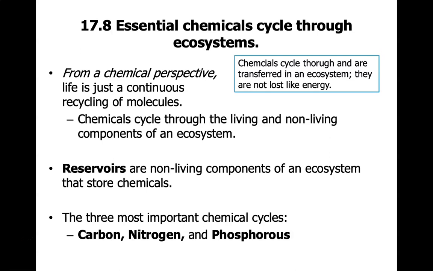But the chemicals in an environment are actually cycled through the environment. They're passed from one organism to another. And it's just a continual reuse of those molecules. Now, they might be passed through living organism to living organism. Eventually, they're going to get into the soil and become part of the abiotic environment, the non-living part of the environment. And then they'll have to be taken up by plants again. But they're continuously cycled through.